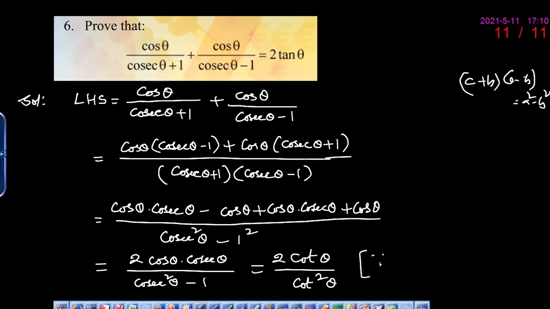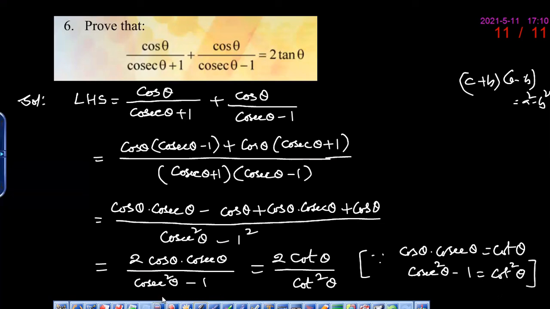Since cos theta into cosecant theta is equal to cot theta. How? Cosecant theta is nothing but the reciprocal, like cos theta into 1 by sin theta. Cos theta divided by sin theta is nothing but cot theta. And we know that cosecant square theta minus 1 is cot square theta from the fundamental identities.